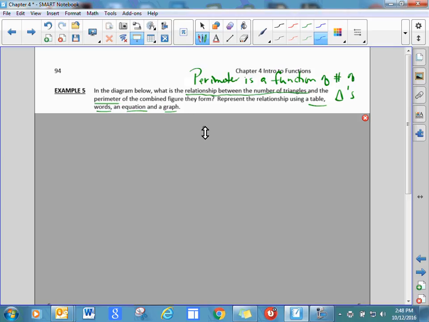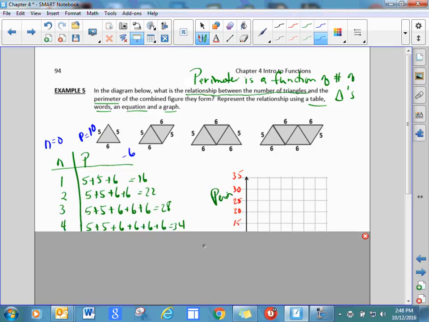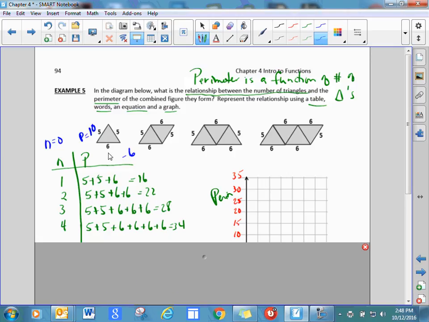So I'm going to start with the table. And here's the table. It doesn't make sense to start with zero triangles. You start with a triangle. If you start with 0 triangles, you don't even have a problem, really. So we start with the first triangle, and the perimeter, of course, we're adding the sides together. So we have 5 plus 5 plus 6, and that's 16.